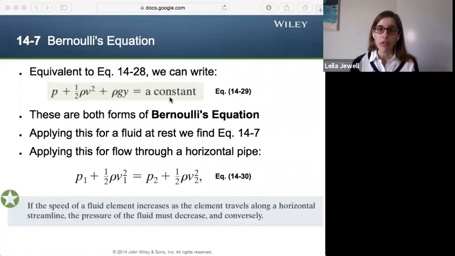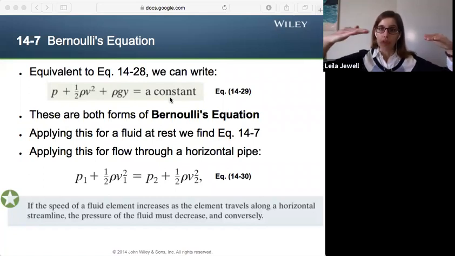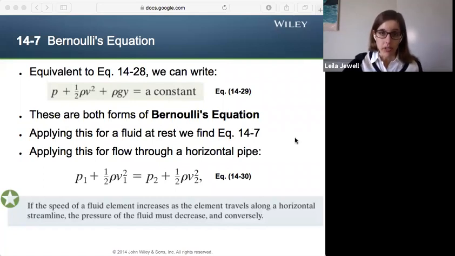Similarly, we could say, well, what if we have a horizontal pipe where the fluid is always at a constant height? Well, in that case, we could set that y1 is equal to y2, and so our potential energy density terms would cancel out, and we would get this expression, that the pressure plus the kinetic energy density at one instant must equal the pressure and kinetic energy density at another instant in time. This is really useful for analyzing how the speed influences the pressure.